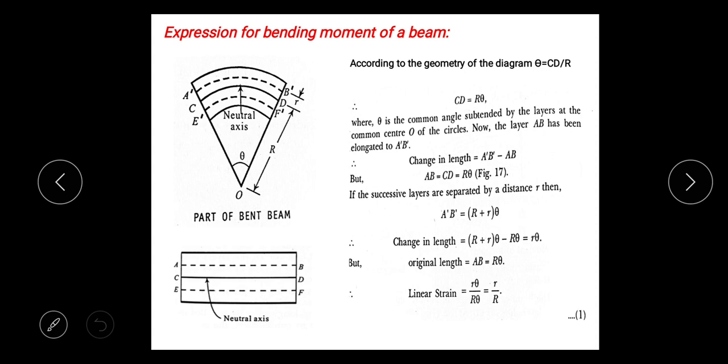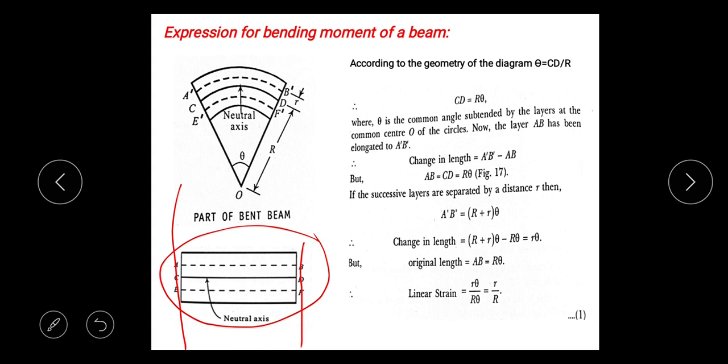Consider a long uniform beam whose one end is fixed and the other end is loaded. So you have to consider this beam. Imagine this beam. One end is fixed and another end is free. Free means it is loaded with a certain weight.